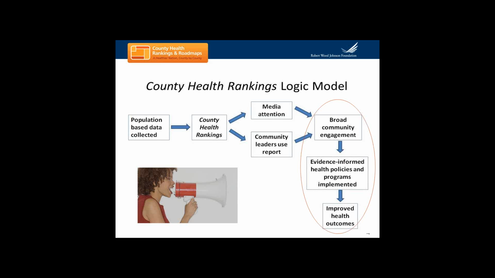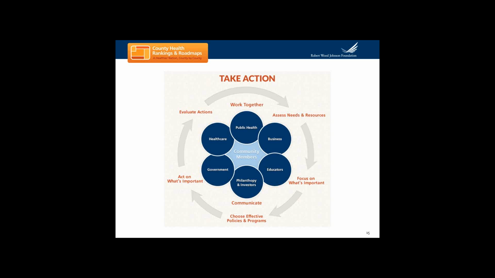This is a model that explains the why and the what behind County Health Rankings and Roadmaps, but how do we do this? How do we take action? And that's where the Take Action cycle comes in. It's the how within County Health Roadmaps. It's a simple and straightforward process that communities follow to improve health.